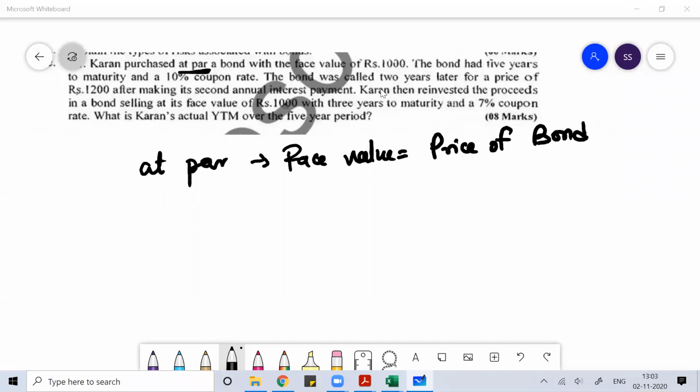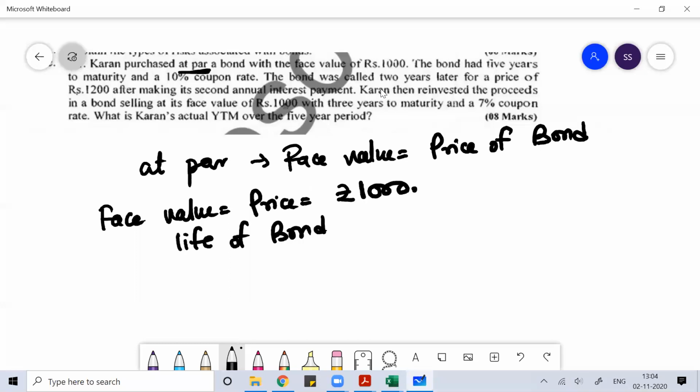At par means the face value of a bond is equal to the price of the bond. So the face value and the price are given to you as 1,000 rupees. The life of the bond is 5 years.